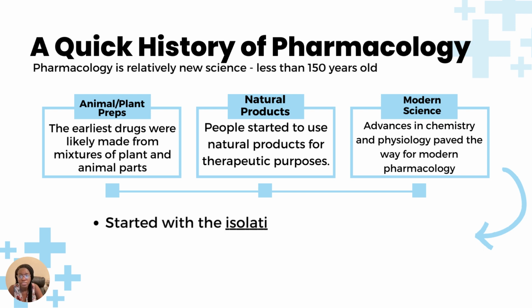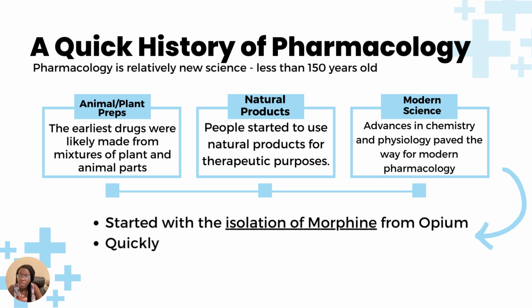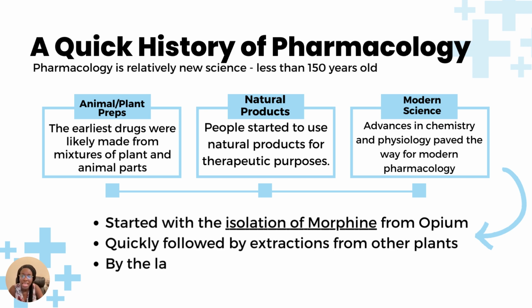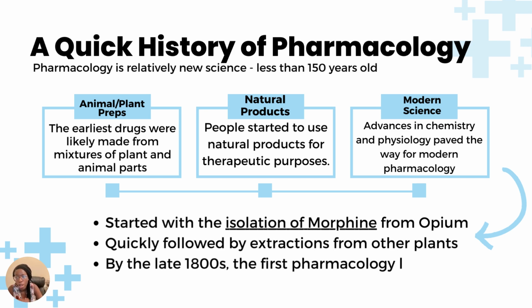The first step towards pharmacology as we know it today began when we were finally able to extract pure drug compounds from natural sources like plants. The first one to occur was morphine, which was extracted from opium in the early 1800s. And by the late 1800s, the first pharmacology laboratory also opened.